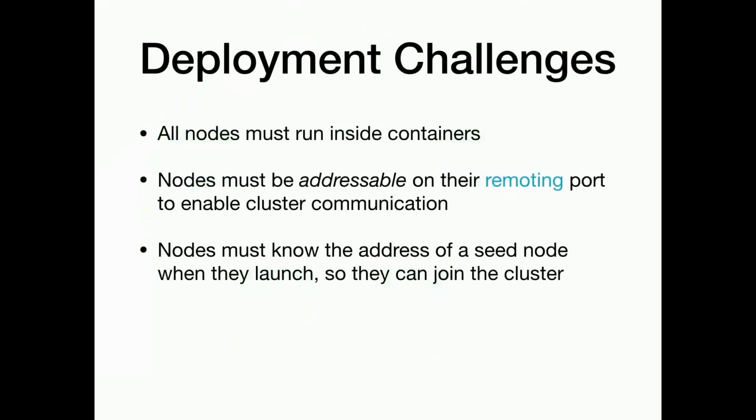Yeah, so I'm going to talk about the deployment challenges we face trying to get our Akka cluster deployed into ECS. So the first problem is we need to take our nodes and containerize them because ECS only works with Docker containers. The second problem is that in order for the nodes to communicate, you just saw the nodes constantly communicate and gossip with each other. They need to be addressable on their remoting port, and that's how the communication occurs. And lastly, we need a way to add capacity into the system. And in order to do this, we need to be able to know where that seed node is, that contact point. So this is the third problem.